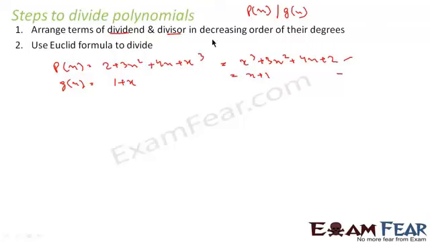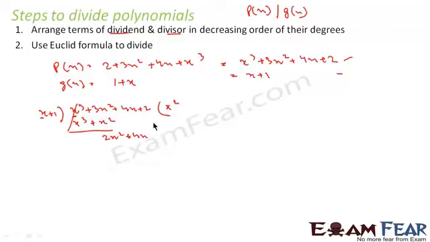The Euclid formula is nothing but, if you have x plus 1, and you have x cubed plus 3x squared plus 4x plus 2, you keep on dividing this. x, you can multiply with x squared, you get x cubed. So I'll say x squared here. So this becomes x cubed plus x squared. Correct? This is cancelled. 3x squared minus x squared is 2x squared plus 4x.